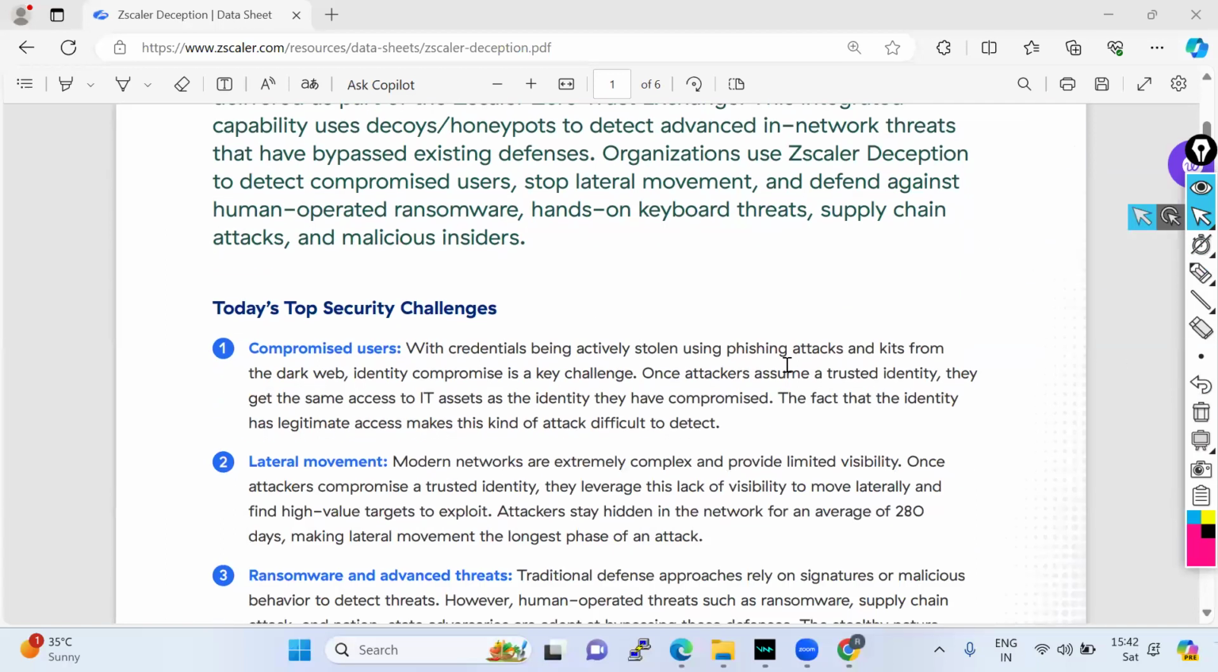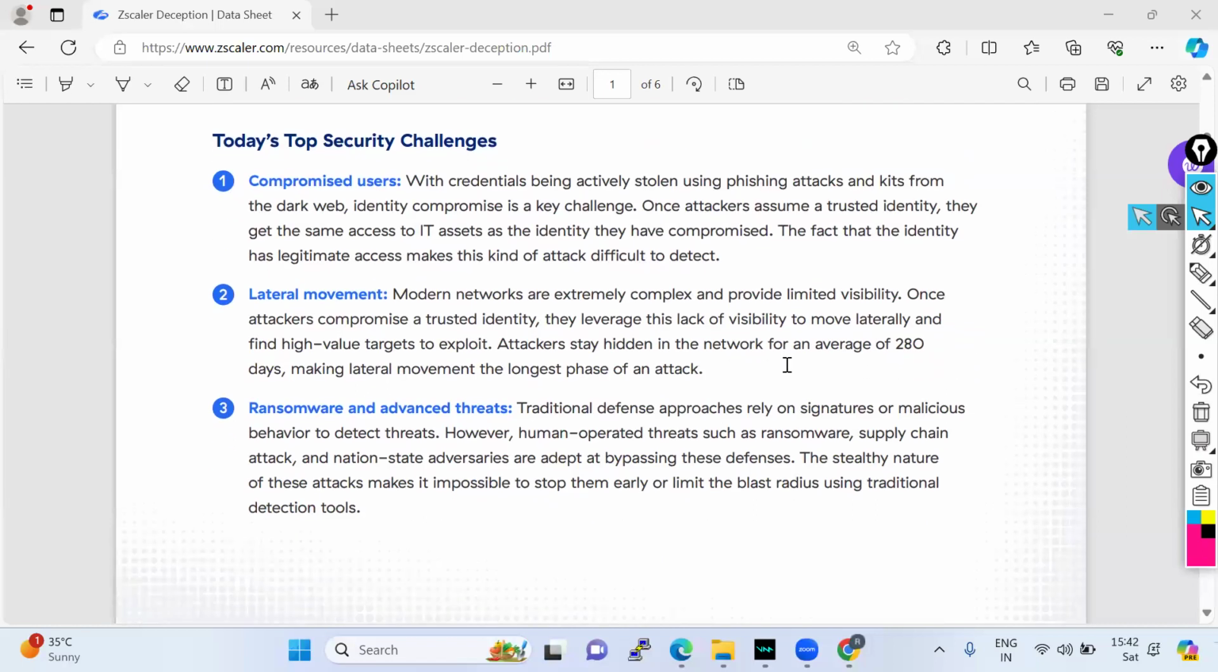So what are the key challenges we have right now? Security challenges. We have very frequent use cases where users are compromised, and after one user is compromised, the entire network is compromised. Ransomware and advanced threats are very sophisticated. Traditional defense approaches rely on signatures or malicious behavior to detect threats, but these are basically not detectable because they might be human-operated threats such as ransomware. Their signature might not be available in your systems, whether you're using a firewall or Zscaler. Then there are supply chain attacks and nation-state sponsored attacks. There are a lot of ways, so to protect against these challenges we have to find something, and that is where Zscaler Deception is going to help you.